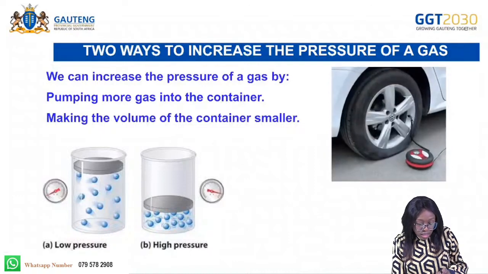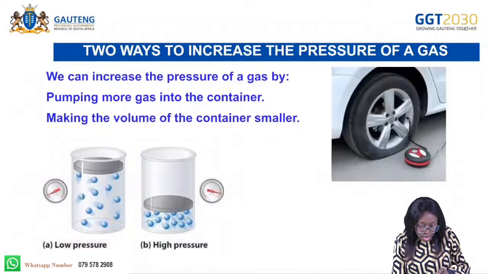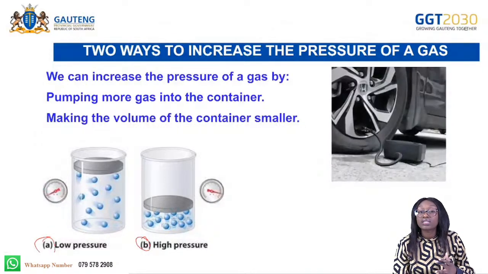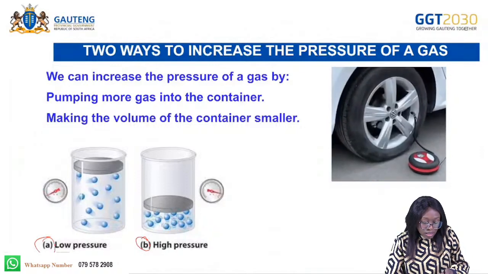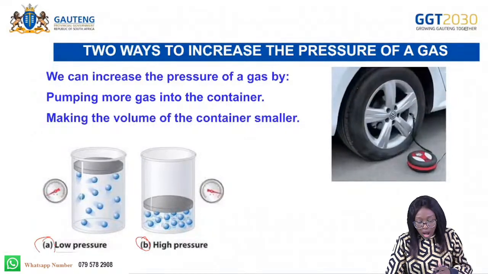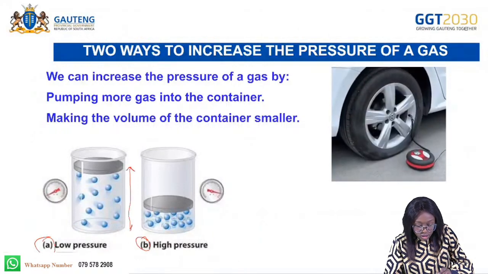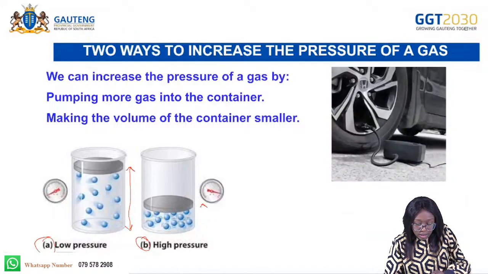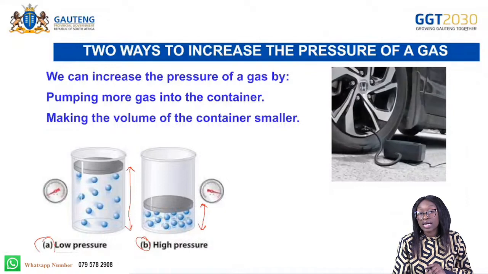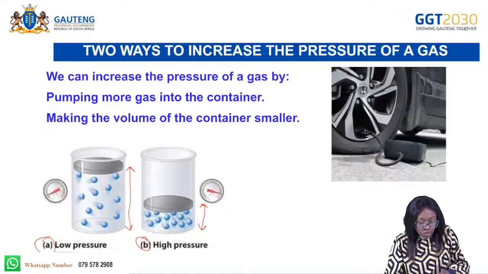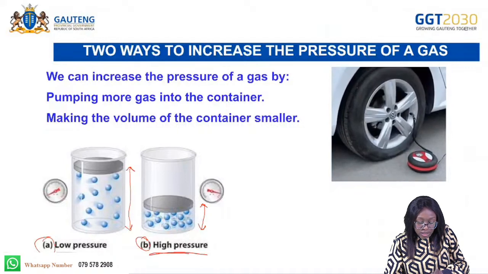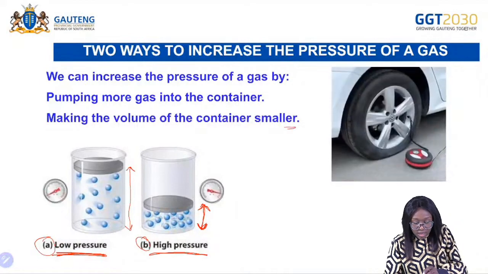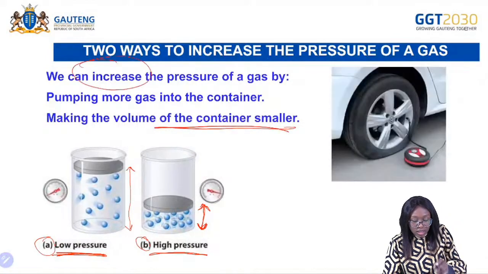So these two containers, container A and container B, have the same number of particles, but what is the difference? Container A is said to have a low pressure. Why? Because the volume of the container which the gas occupies is bigger than the volume which the gas in container B is occupying. So A is at low pressure. B is at high pressure because the volume is less. So that's one way of increasing the pressure of the gas.